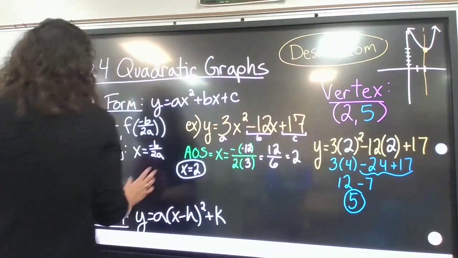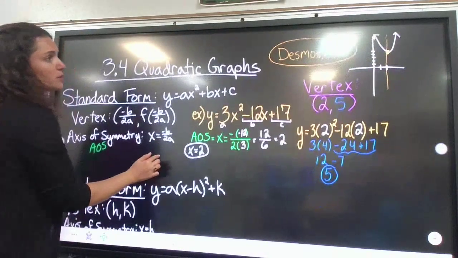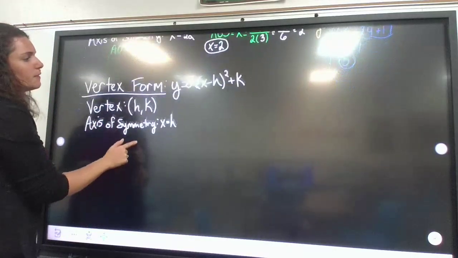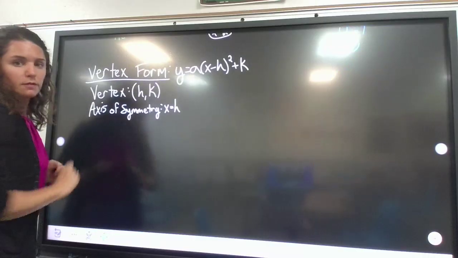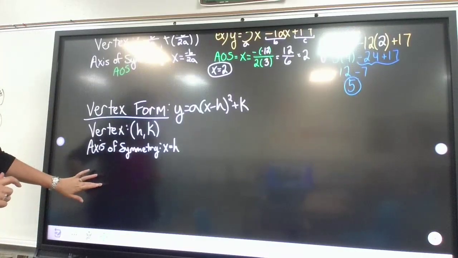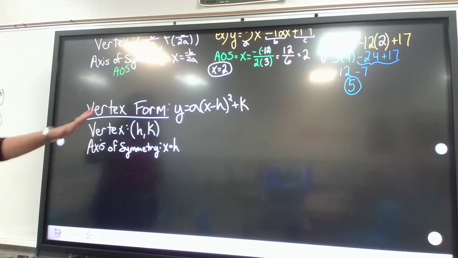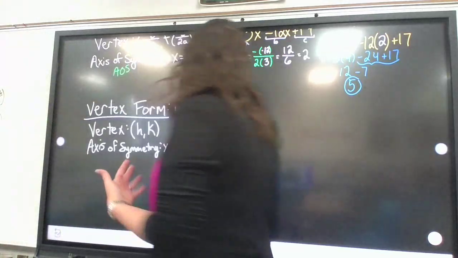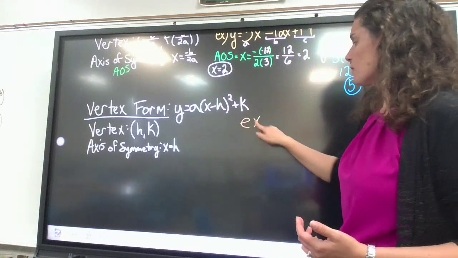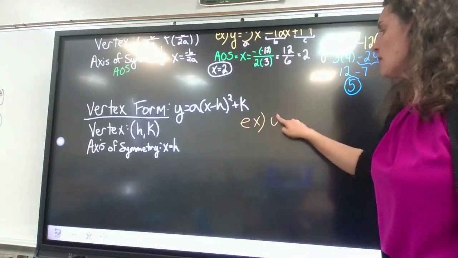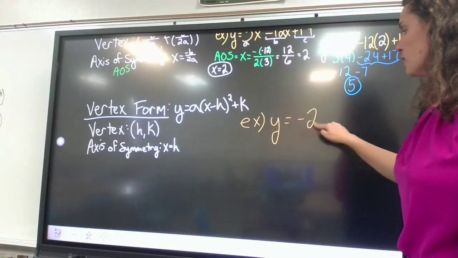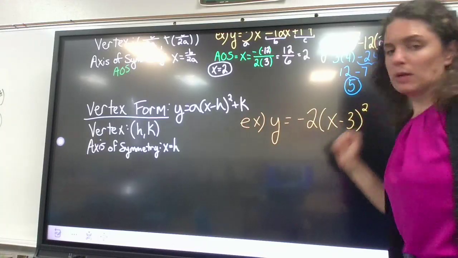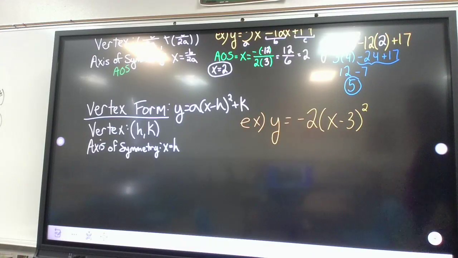So let's look at another form of quadratic graphs. For this one, it's going to be vertex form. Vertex form is actually a lot easier. For vertex form, we're going to get a completely different example. Let's say we have y equals negative 2 times (x minus 3) squared, and we can just stop there. So let's say this is our example.